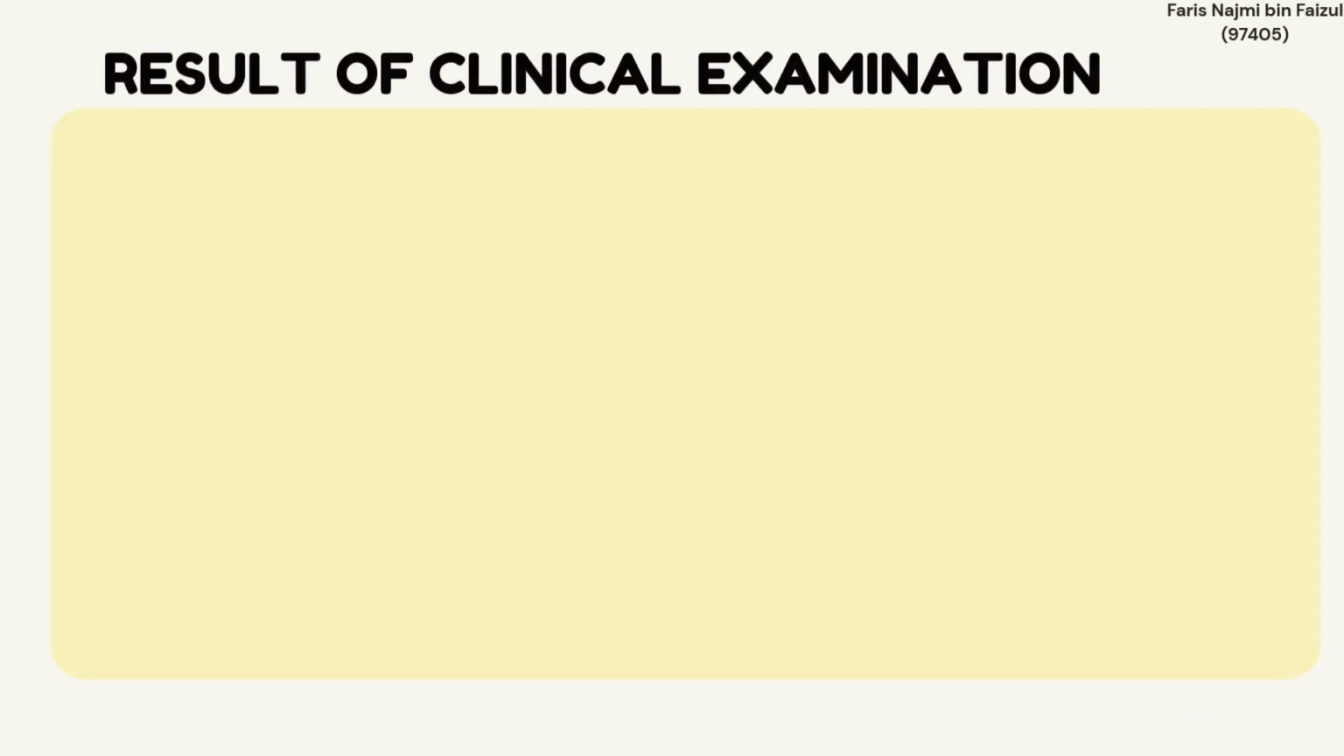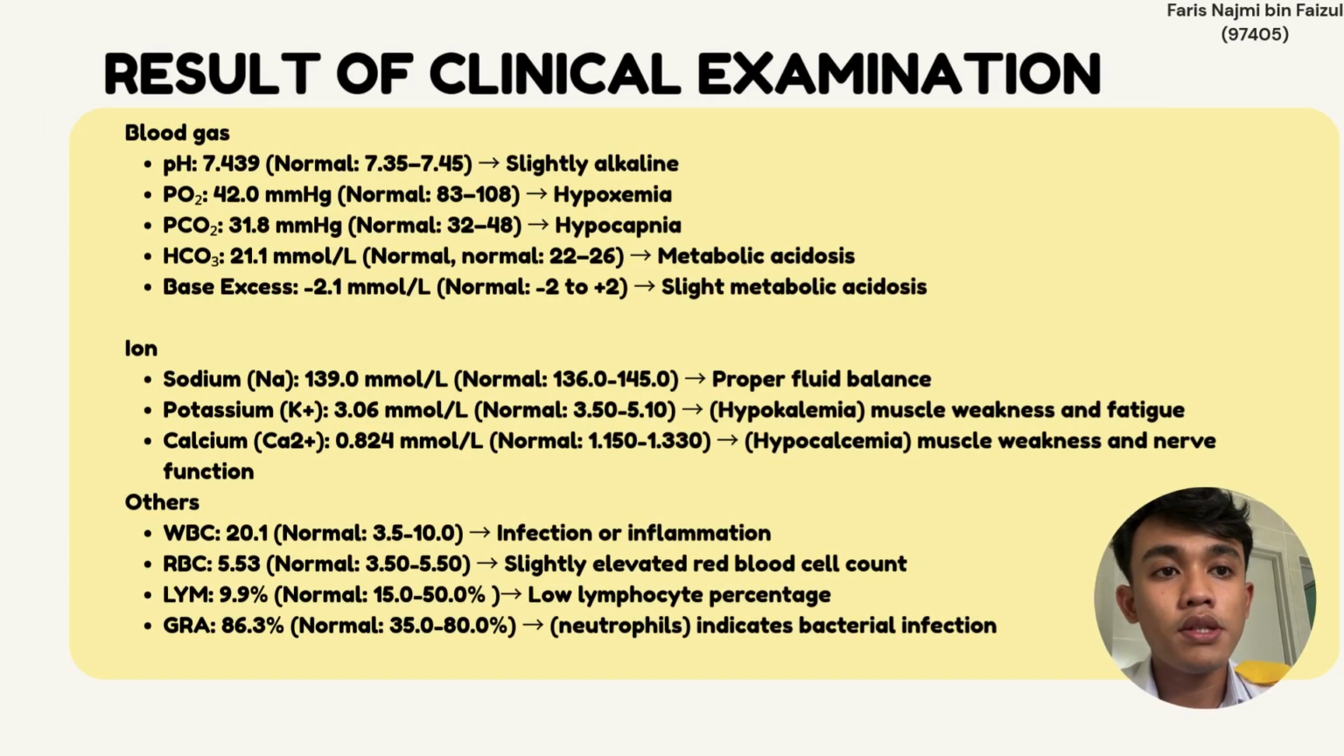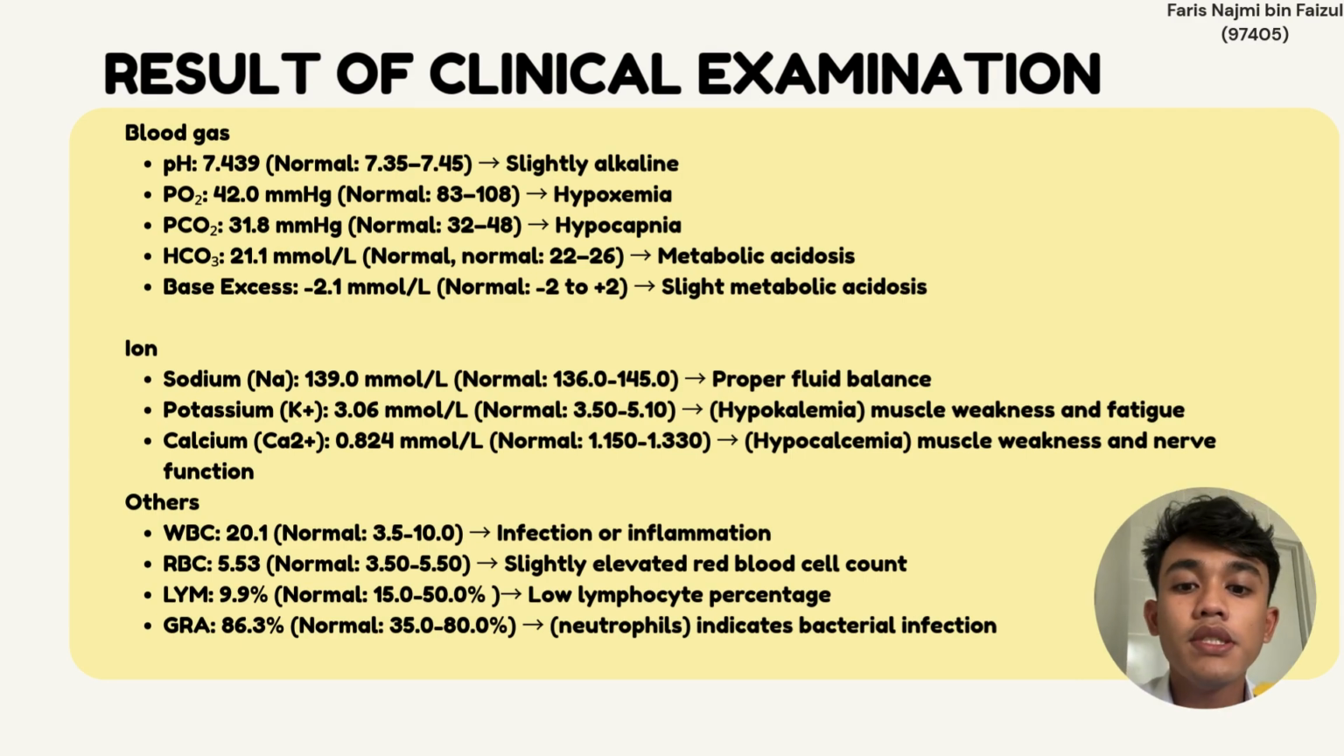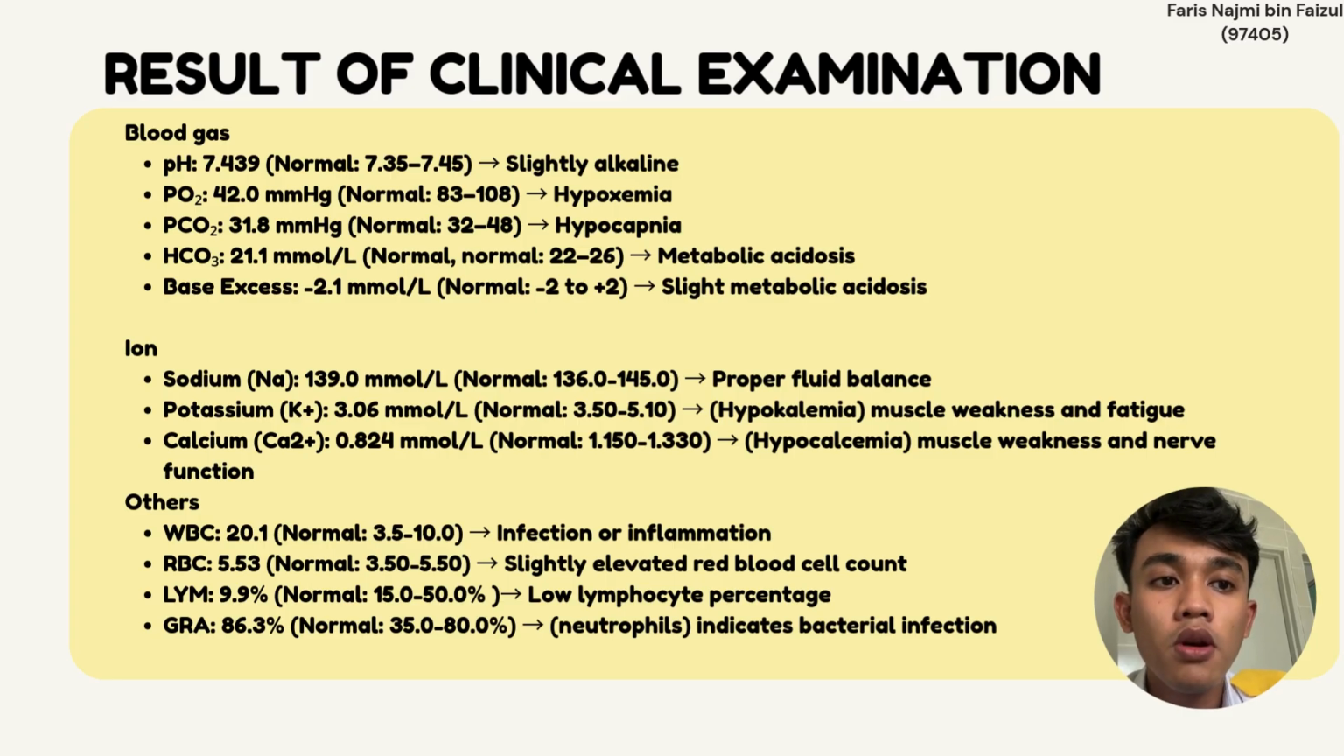Result of clinical examination of blood gas. pH is slightly alkaline. Oxygen is below the normal range, which indicates hypoxemia. Carbon dioxide is below the normal range, which indicates hypocapnia. HCO3 is also below the normal range, which indicates metabolic acidosis. And lastly, base excess is below the normal range, which indicates metabolic acidosis.